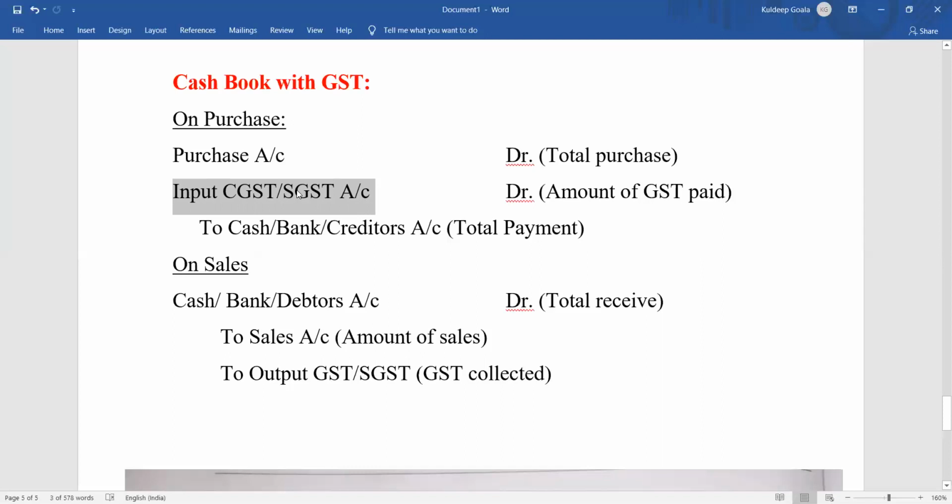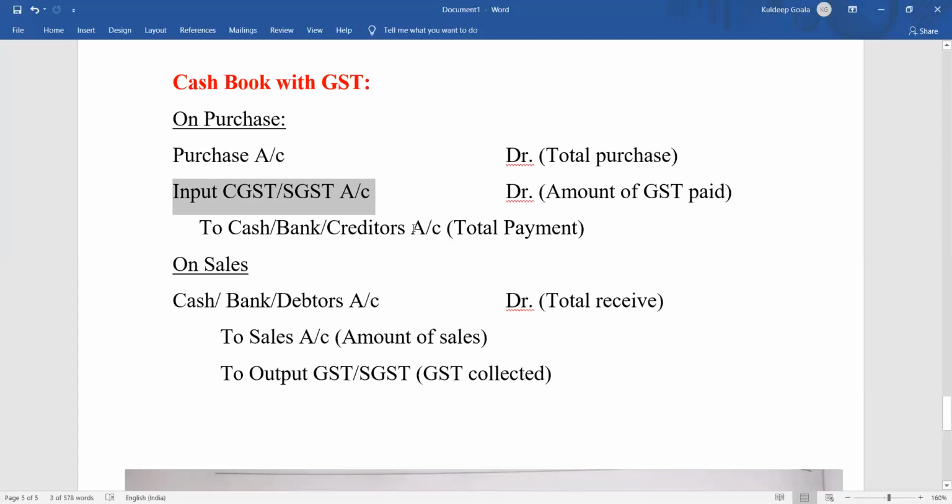Clear? So the entry appears like this: purchase is an expense, so debit. Input GST is also an expense, that is why it is debit. And cash or bank, the money goes out, so it is credit. And if it is a creditor, then they are the giver of the goods, so they are credit. The concept remains the same as we have done in journal entry. Cash or bank goes out, credit, and a creditor is the giver of goods, so credit.